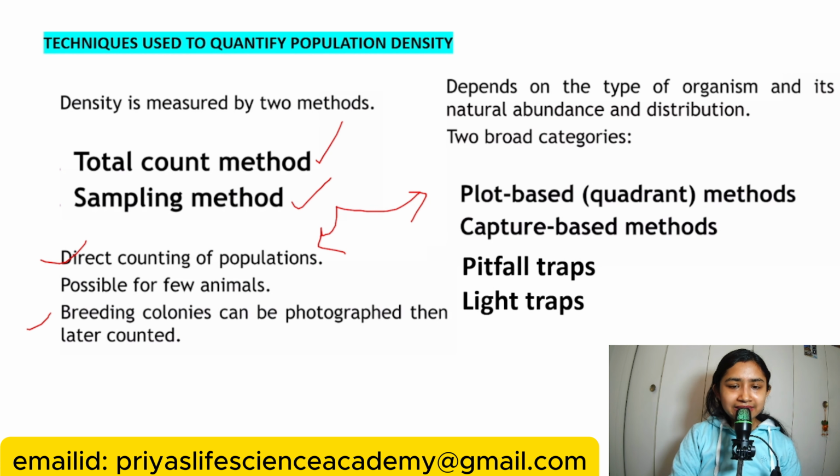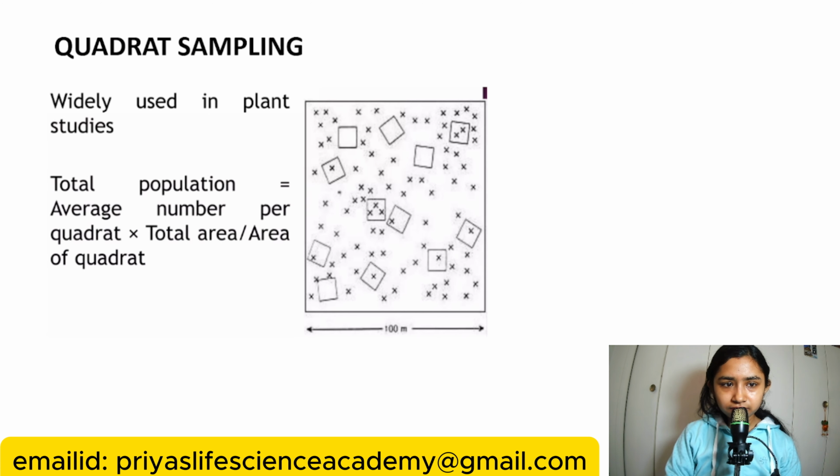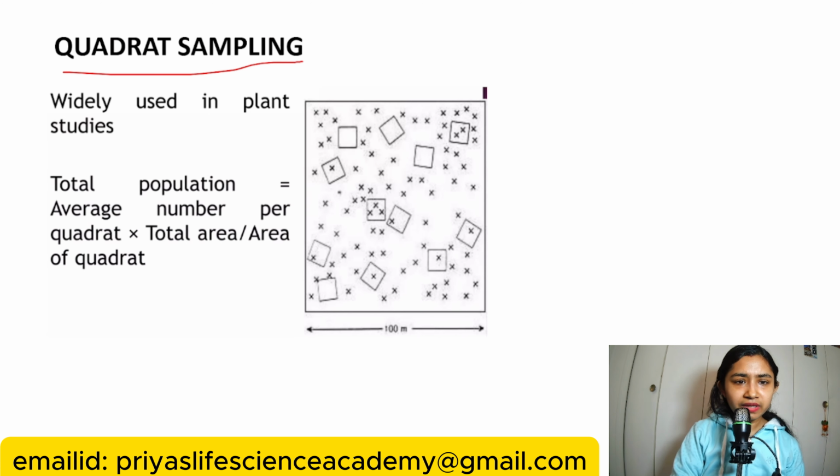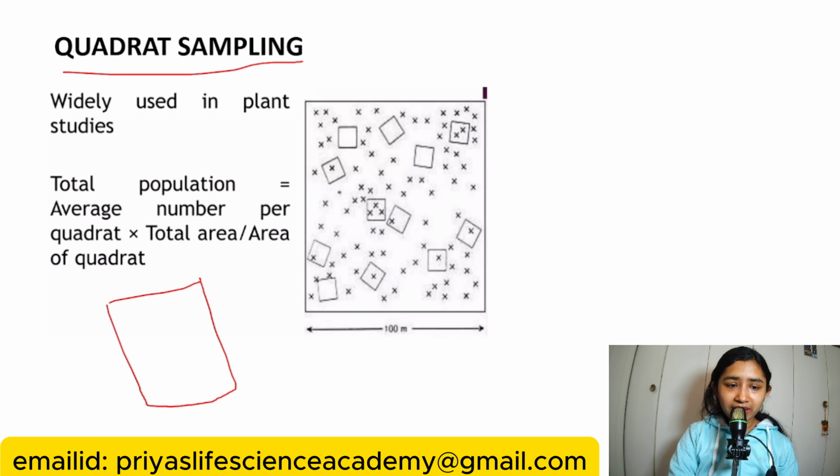So the sampling methods, there are lots of types of sampling method: plot based method, that is Quadrat; capture based methods, pitfall traps and light traps for the insects. Okay, now this is a very important sampling method. What is Quadrat sampling? Plant ecologists always apply this. For this they use a square frame, usually 50 into 50 centimeter, but not always that.